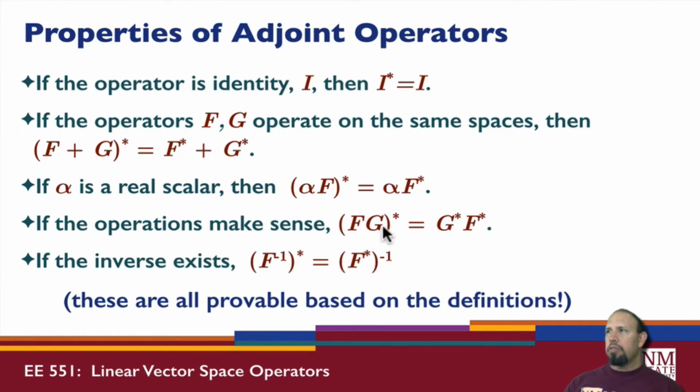So what does this mean? This means that first you have some input that's getting operated on by G. The result of that gets operated on by F. That's what this is saying. This equation says that the adjoint of this concatenation of operations is equal to the concatenation, in the opposite order, of the adjoints. Similarly, if the inverse exists, (F inverse) adjoint is equal to (F adjoint) inverse. You can prove all of these based on the definitions of the adjoint operator and, for example, the inverse operator and so forth. That is an important thing.